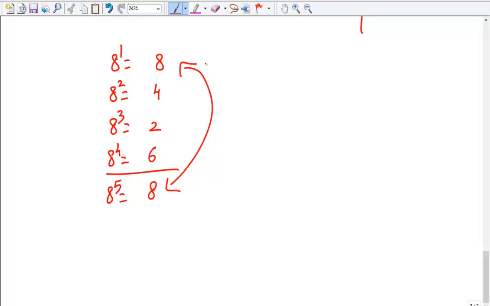So no need to find all the digits actually. To find the unit digit, we need to multiply the number with the unit digit of the previous number, which is raised to some power. That's it. This is going to be very simple.